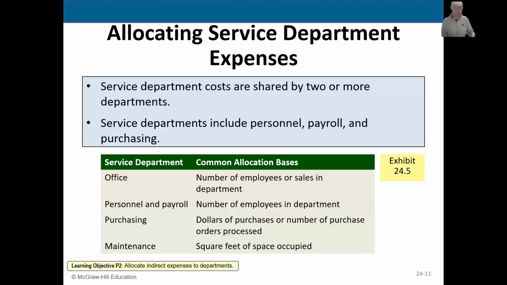And then maintenance, it's done by square footage. Just like my earlier example of the cleaning crew contracted out to clean the jewelry department, square foot. So I'm going to walk through an example of our retail store for the cleaning services. So here we go.